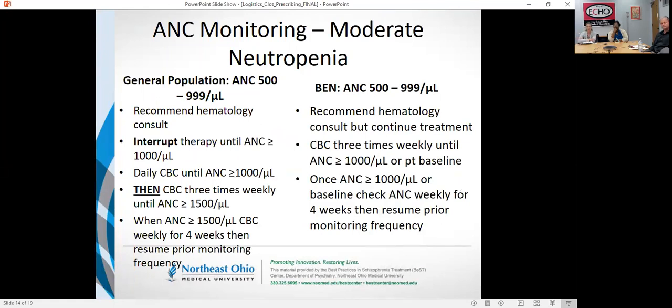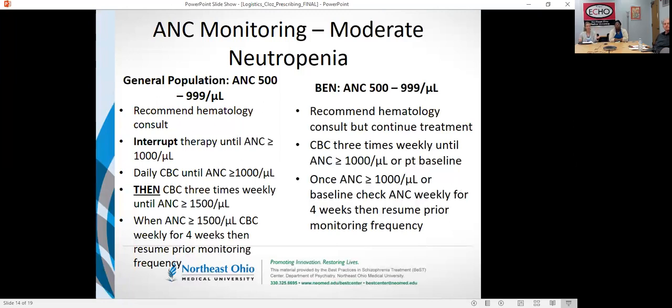For the BEN population, they can continue treatment. They do recommend the hematology consult, and they recommend increasing the frequency to 3 times a week. Now, their threshold value to get back to the other frequency would be either 1,000 or what their baseline had been. Because to be diagnosed with BEN, it's 1,000 or higher, that 1,000 really is the threshold that you're looking for.